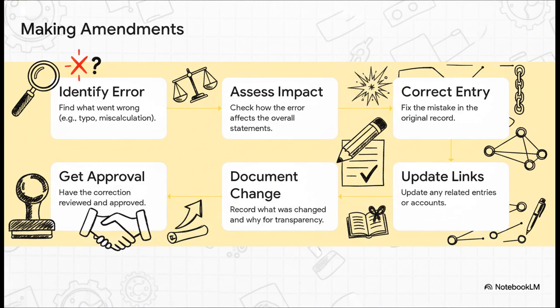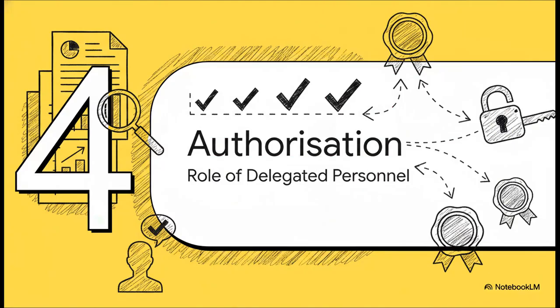When an error is found, a formal correction process has to be followed. First, the error has to be identified and its impact on the overall statements assessed. Then, the correction is made, all related entries are updated, and critically, the amendment has to be fully documented and get formal approval.